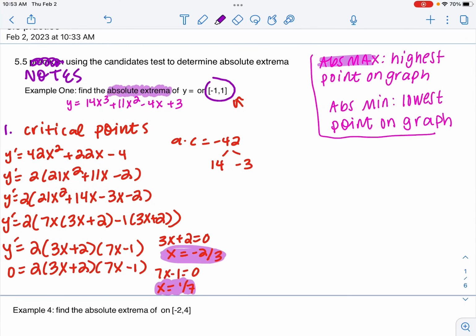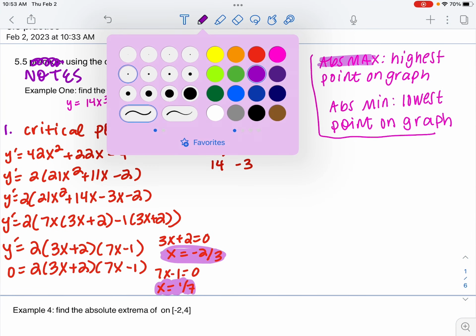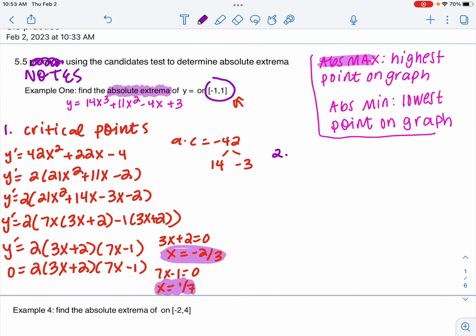And so my second step when I go to find critical points is I'm going to create a chart, a table. So create a table to find the absolute extrema.